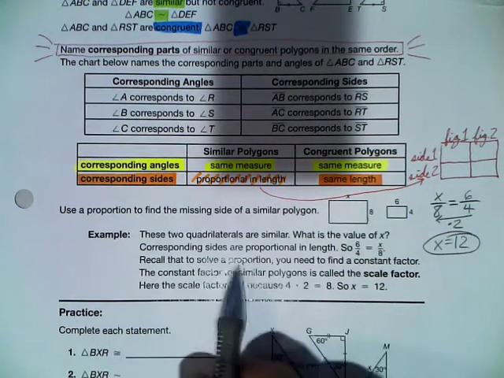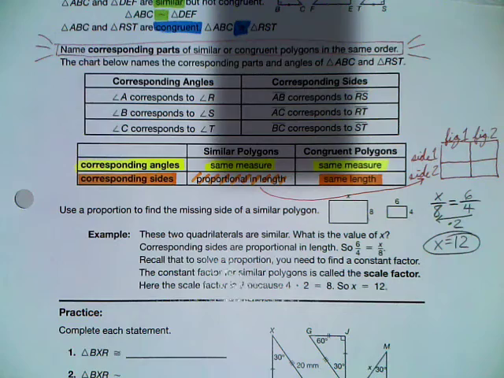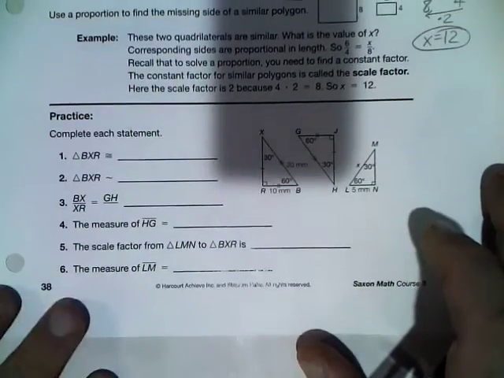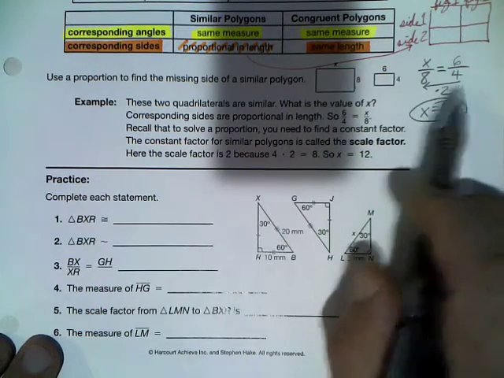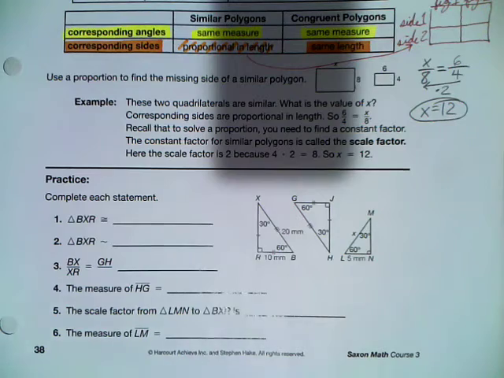It says, recall that to solve a proportion, you need to find a constant factor. Well, it doesn't always have to be a constant factor, because remember, we can go up and down. The constant factor is the number we would use going left and right. This time we did go left, which means that the 2 we used is our constant factor.